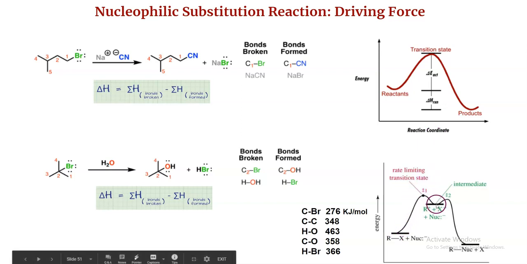First, you get to this intermediate, and in the second step, you go downhill. But still, if you compare the reactants and the products, the reaction is still going downhill in energy. So both of these reactions are probably spontaneous if there is no significant change in entropy.